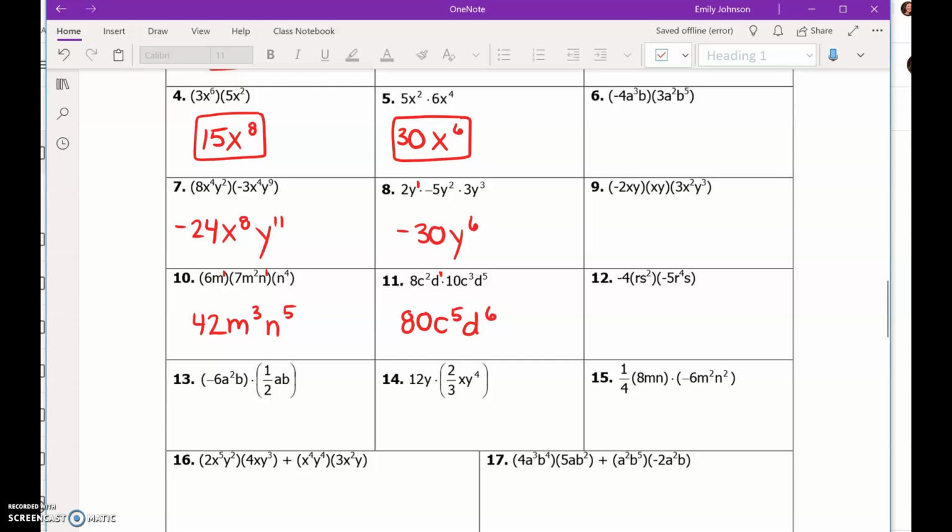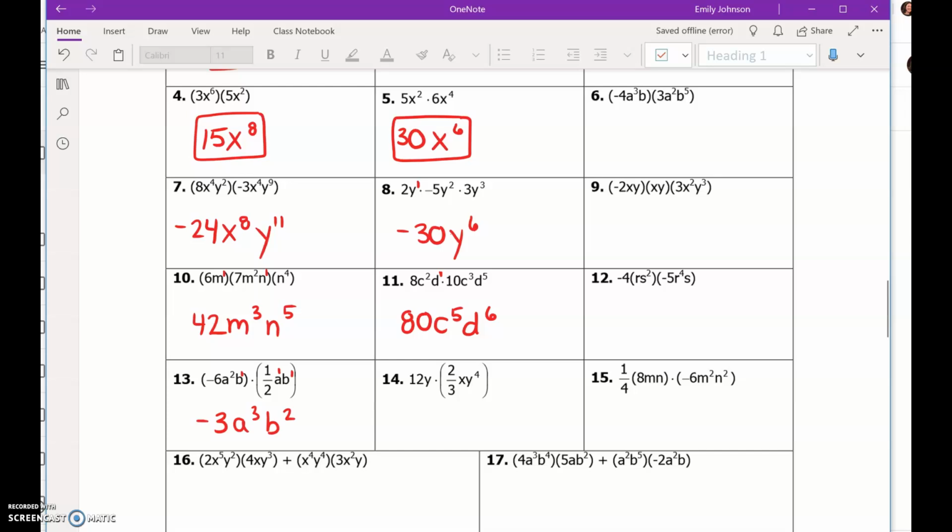I know there are some here with fractions, but this one's a pretty easy fraction. -6 times a half. Half of -6 would equal -3. And then I have 2 plus 1 for the a's, that would be a to the third, and 1 plus 1 for the b's would be b to the second power.